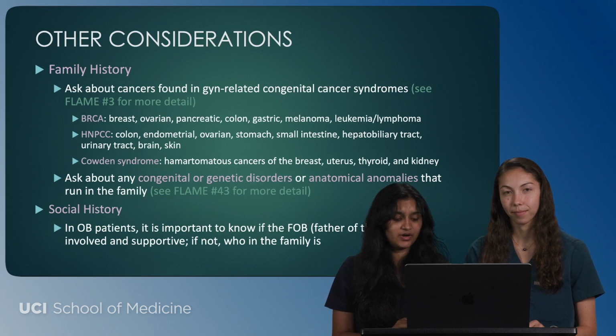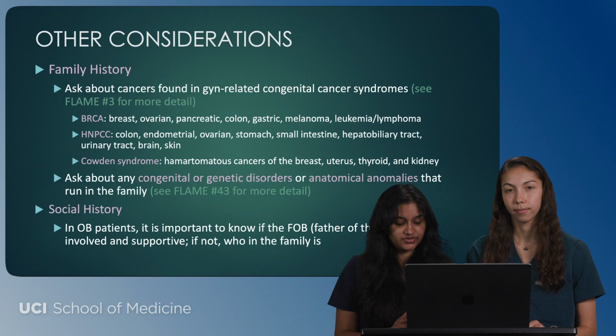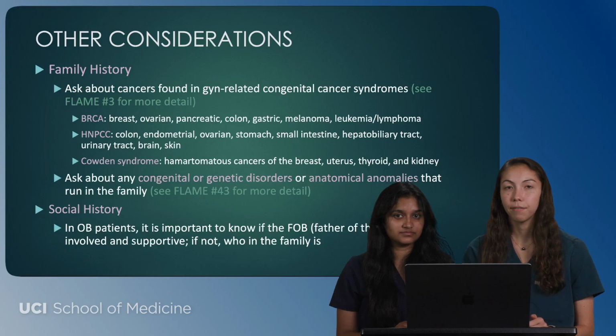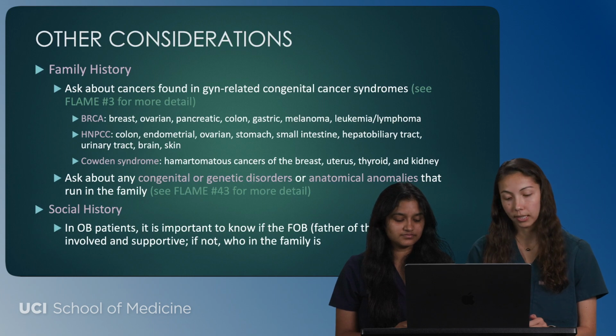Other things that you want to talk about when taking a full history is family history, specifically cancers or GYN-related congenital cancers. We really want to know if there is a genetic component to any cancer in the family, if they have breast, ovarian, or colon cancer. And this is really important for management. And then another really important part about taking the history is the social history. For example, in OB patients, it's important to ask if the father of the baby is involved in the pregnancy. Are they being supported at home? And if not, is there anyone else who can help them during this time?